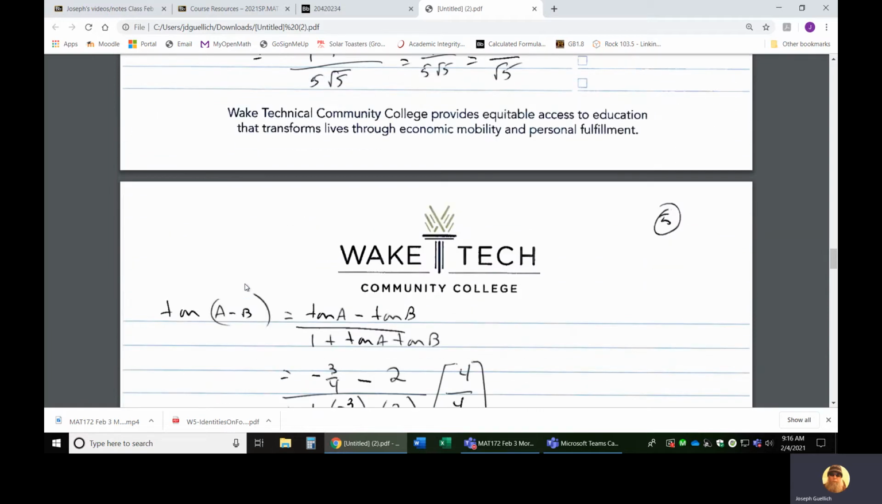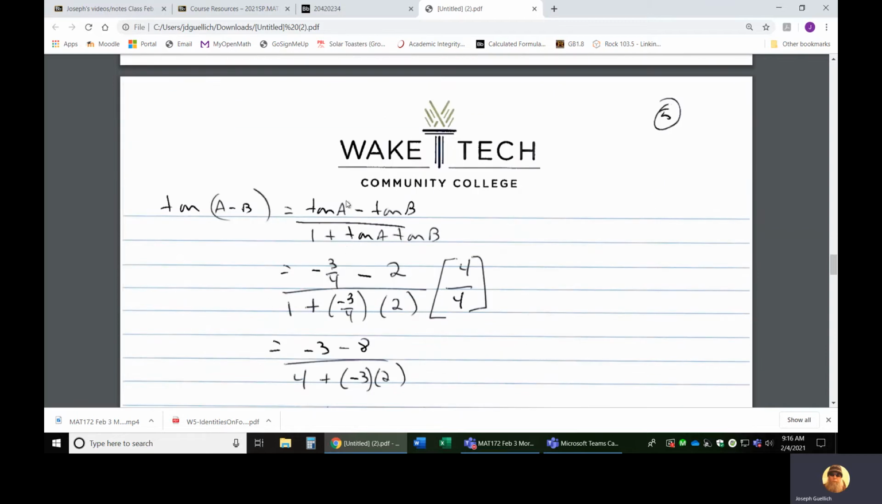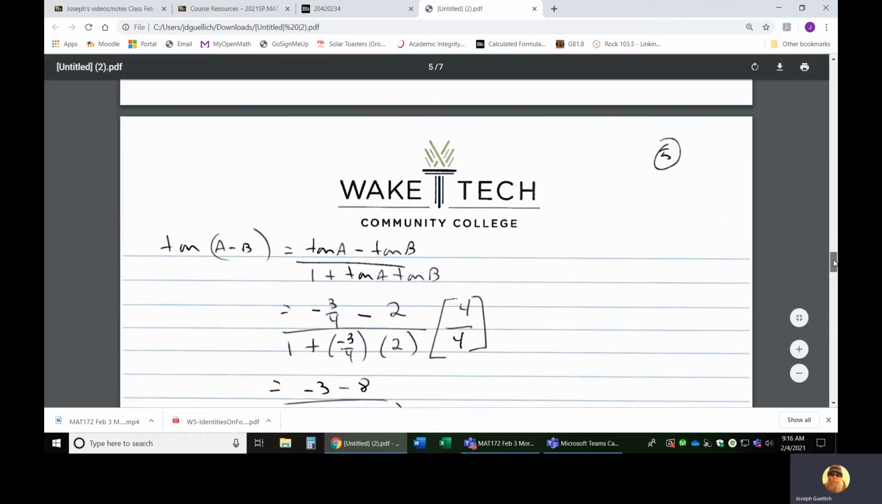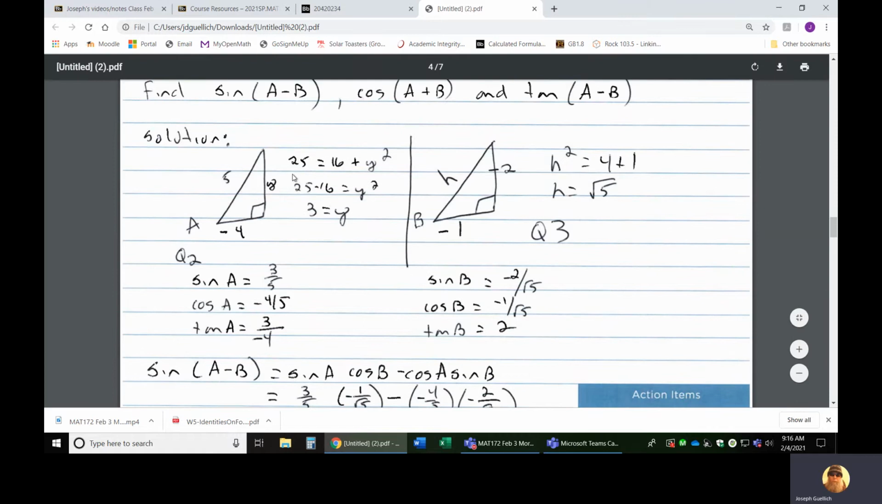And the last one is the tangent. So there's the formula. And for each of these three formulas, I'm going back to these original triangles that I started with and just using these SOHCAHTOA values that I calculated based on those triangles. So we're dealing with tangent now.